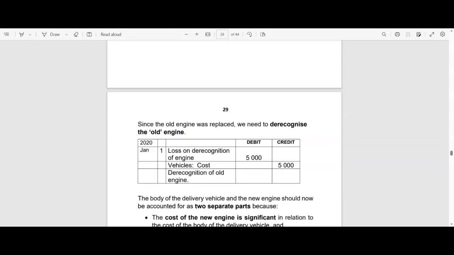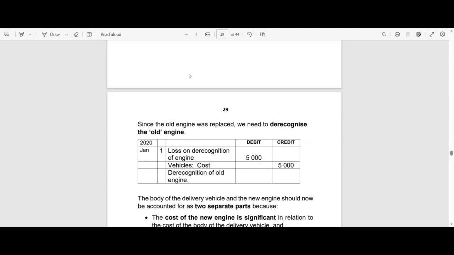So our only route that we can follow here is to take that value of the engine out of the cost account, right? So there we're going to have an impairment loss, ladies and gentlemen. So we're going to call it an impairment loss or a loss on derecognition of the engine of 5,000 rands, which we will debit. And then obviously the value of the overall vehicle now needs to decrease by 5,000. So we're going to credit vehicles colon cost, with the 5,000 rands. Right.